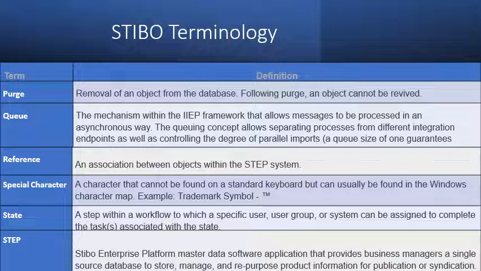Step. STIBO is a company, but STEP is actually the word we use for the master data management software application, which provides business managers a single source, single store database, which stores, manages, and repurposes all the product information for publication and syndication. So it just manages all the product information. That is what we call STIBO STEP, a product information management system.